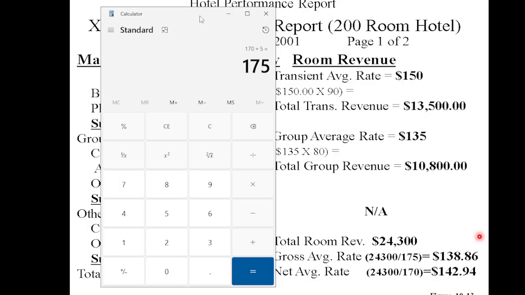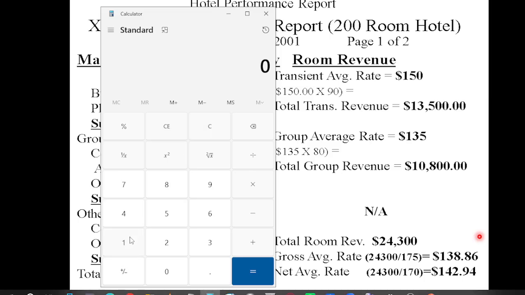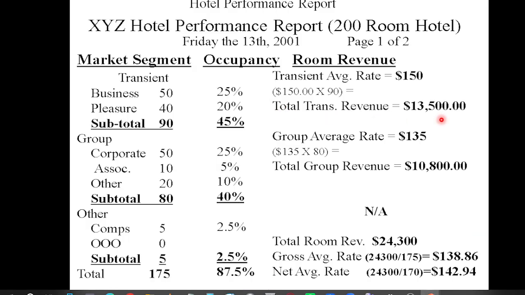Okay, we'll see. Let's do it manually. Okay, so 150 times 90, that is equal to 13,500. See? So as simple as that.